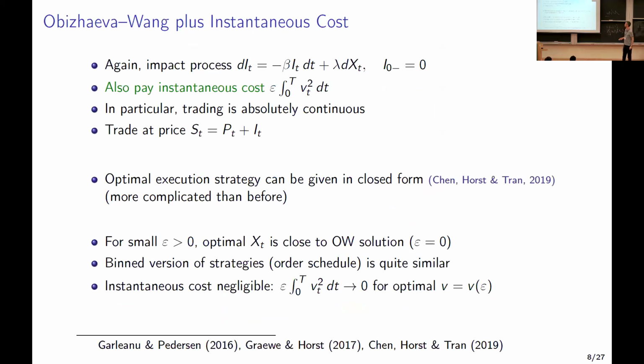Okay, so yeah, the bin version of the strategy is quite similar. We see the convergence when epsilon goes to 0. And sort of what's happening is that this instantaneous cost that we added as a regularization, the value of this converges to 0 if I take the optimal V, which depends on epsilon, and send epsilon to 0.